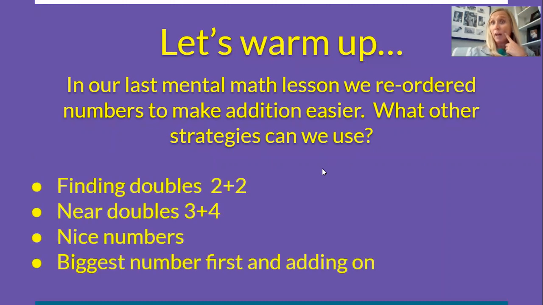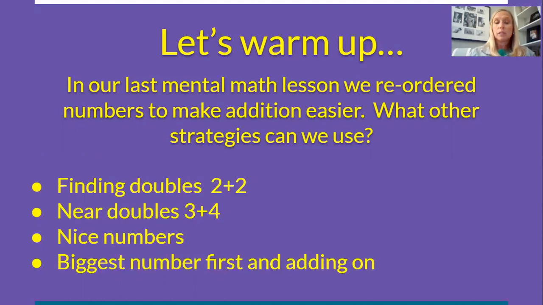Did you come up with finding doubles? Remember we talked about finding doubles, and if we know our doubles facts, like 2 plus 2 and 3 plus 3 and 4 plus 4, we'll be able to add quickly. We also talked about knowing near doubles. If we know our doubles, then we know doubles plus 1. Because 3 plus 4 is 7, since we know 3 plus 3 is 6, plus 1 more is 7. It's close to the doubles fact that we already know.